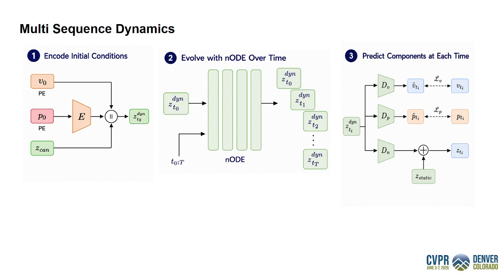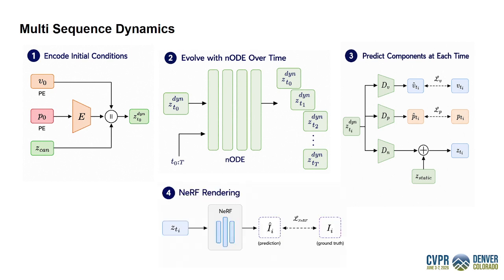A velocity decoder, which outputs the predicted velocity. The predicted velocities are then supervised against the ground truth. DP is the pose decoder, which outputs the predicted pose, which is then supervised against the ground truth. And DN is the NeRF decoder, the output of which is added with a static latent, which gives the NeRF latent. The NeRF latent is passed through NeRF, which renders an image. The image is then supervised with the ground truth.